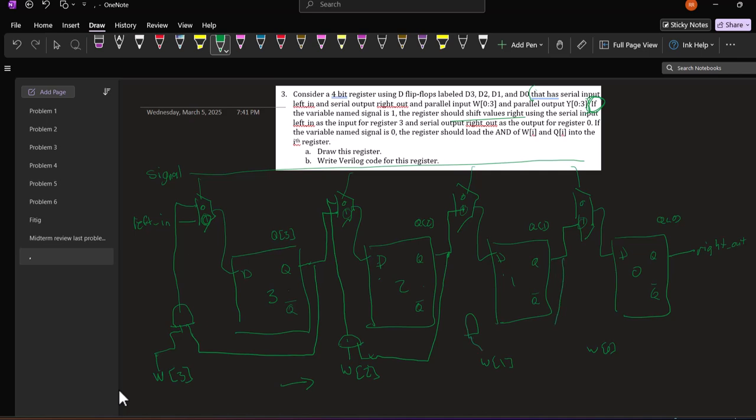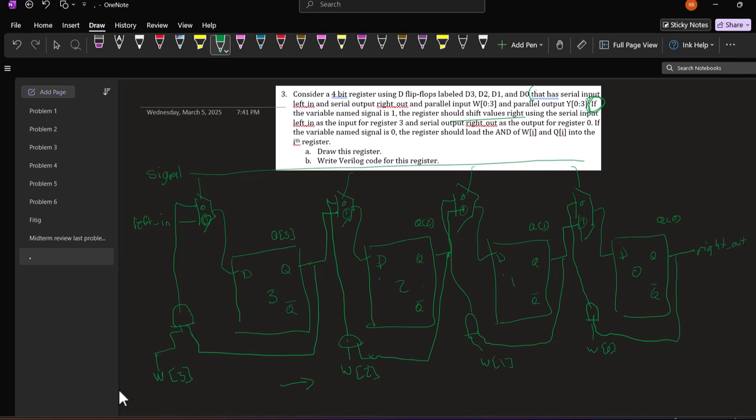W1 and Q1, and those together. And W0 and Q0, and those together. Draw this register. I did. Yay. All right.